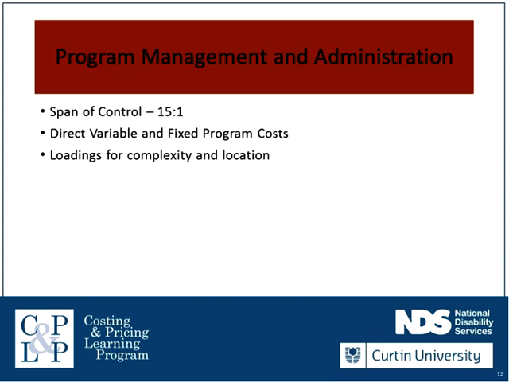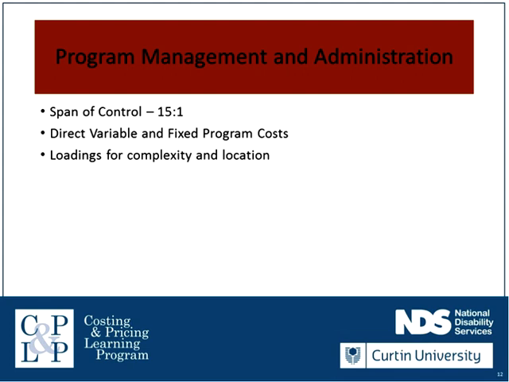The next group of costs, the program management and administration costs, relate to, if you like, the direct, variable and fixed program costs or overheads associated with the program itself. The kinds of things that are taken into consideration in this group of costs include span of control, the direct, variable and fixed program costs, and also, again, loadings for complexity and location.